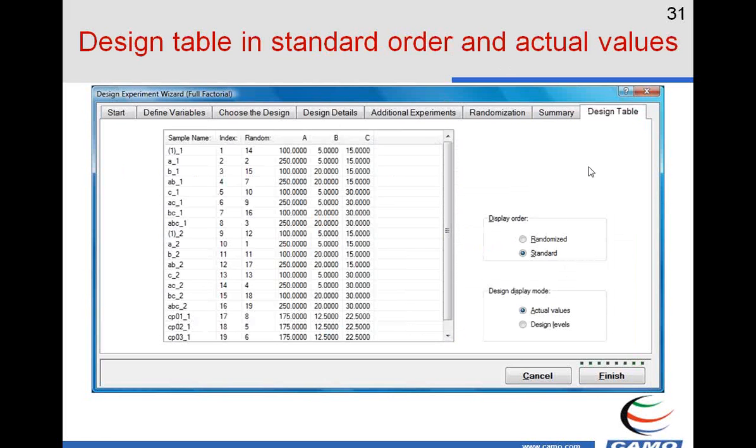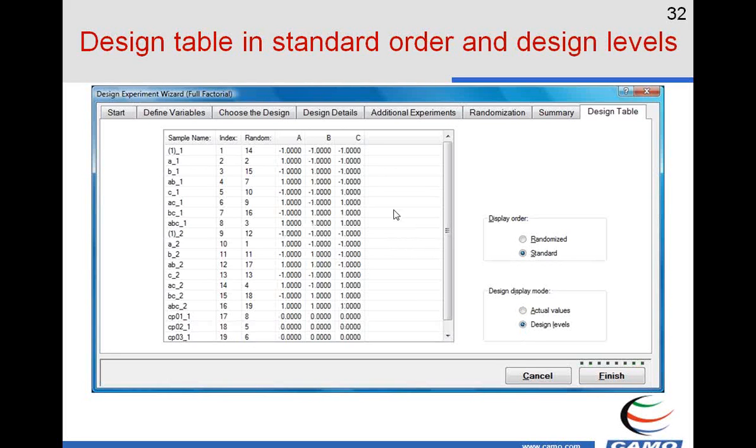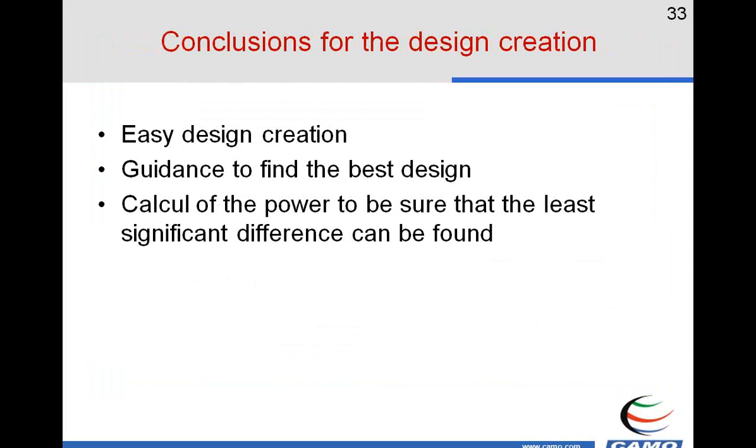So now that we are good with the power of our design, we can go to the design table tab. And so as you see here, we have the first series of experimentation, then the second series, and then the 3 center samples. Here I'm looking in a standard order. I could also look at it in randomized order. I have actual values here, but I can get the design values. So the design values, basically, are the matrix that we use to compute the effect. So it's coded in -1 and 1, and 0 for the center samples. So now we have finished setting up the design, so we can just click on Finish.